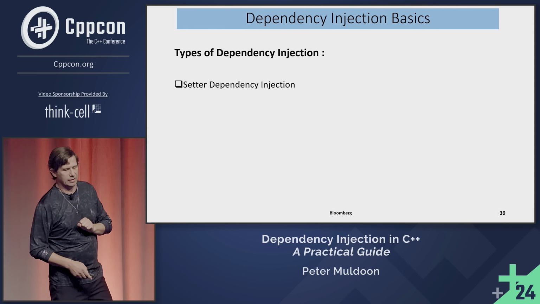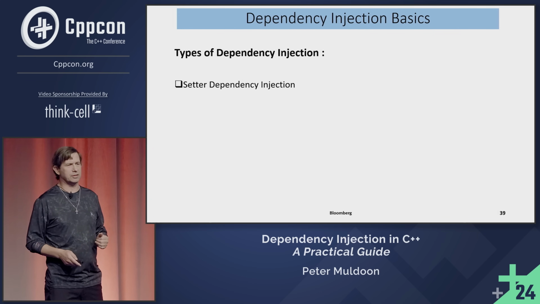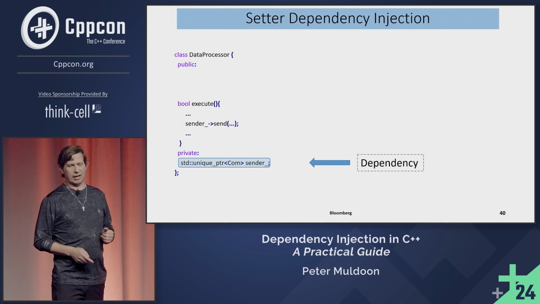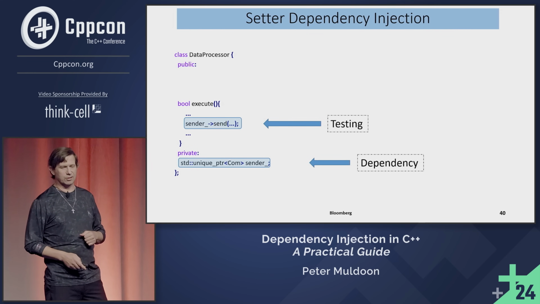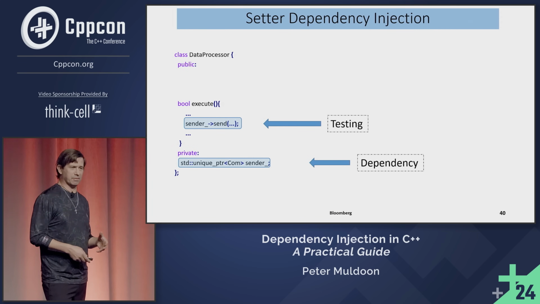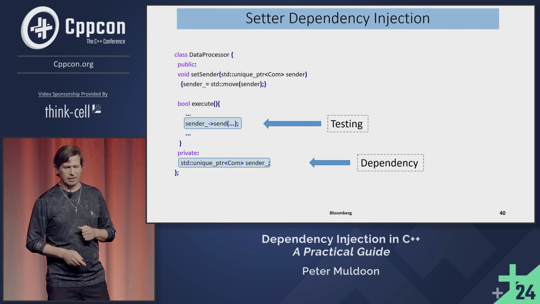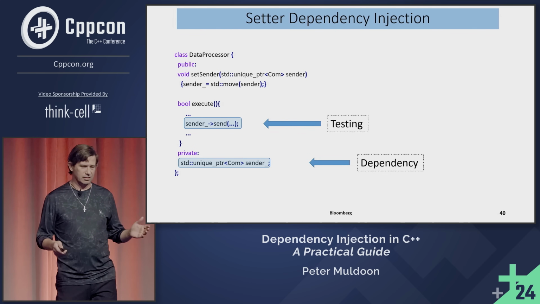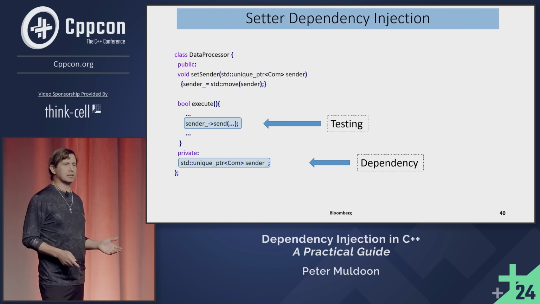Let's talk about types of dependency injection. You have setter injection, or I think they call it property dependency injection. And that looks something like this. I have a class where I have a dependency. Here it's a unique pointer to my comms class. And here's where I exercise it. I don't actually want to send it down to the broker, or have to set up a real communications infrastructure in my unit testing. So what I do is I say, look, have a set sender. It's great, right? I haven't touched any interface. Execute's still the same.